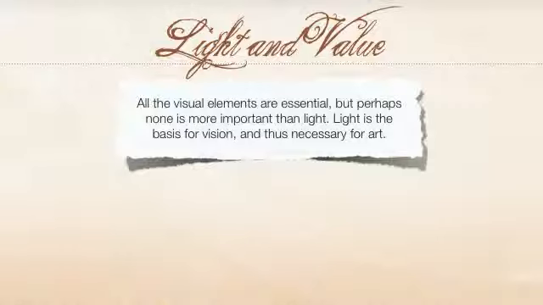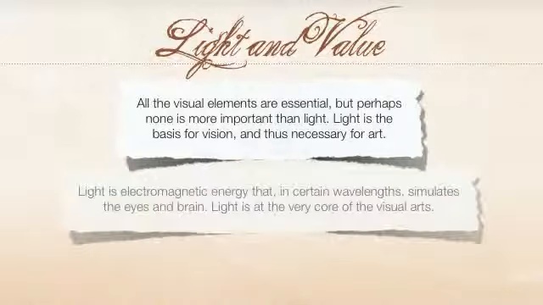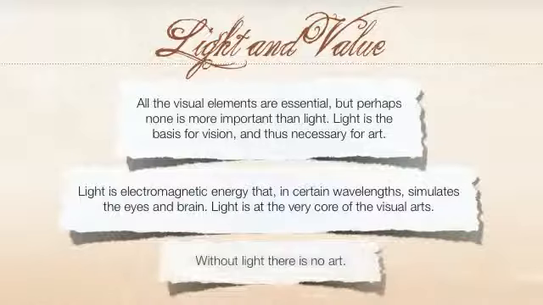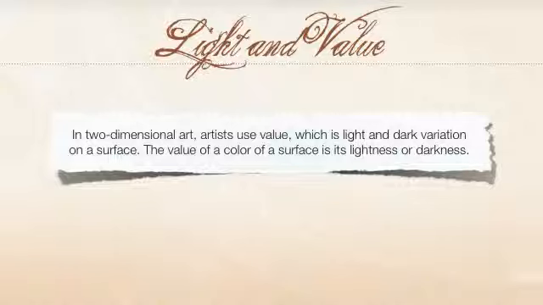Light and value. All the visual elements are essential, but perhaps none is more important than light. Light is the basis for vision and thus necessary for arts. Light is electromagnetic energy that in certain wavelengths stimulates the eyes and brain. Light is at the very core of the visual arts. Without light, there is no art. In two-dimensional art, artists use value, which is light and dark variation on a surface. The value of a color or surface is its lightness or darkness.